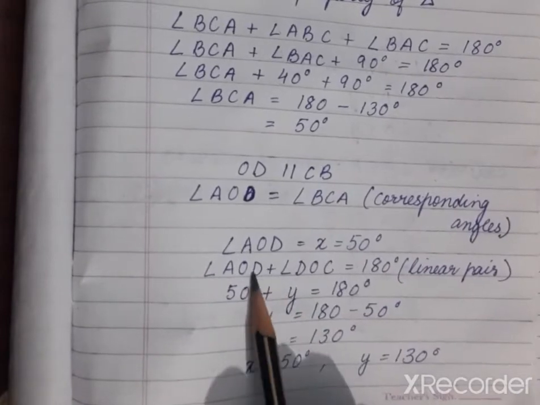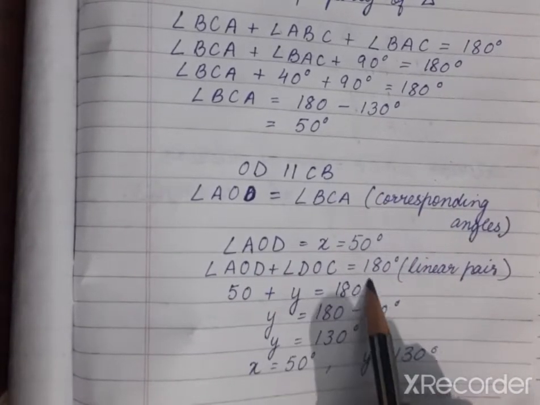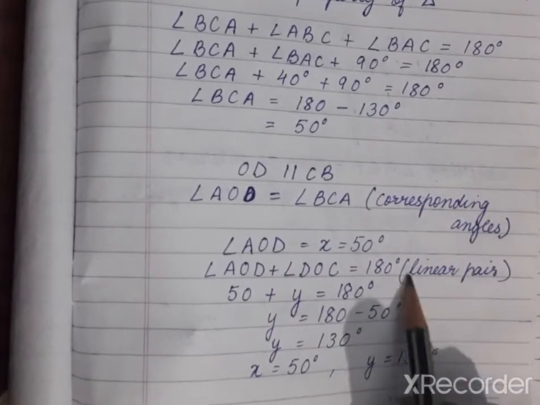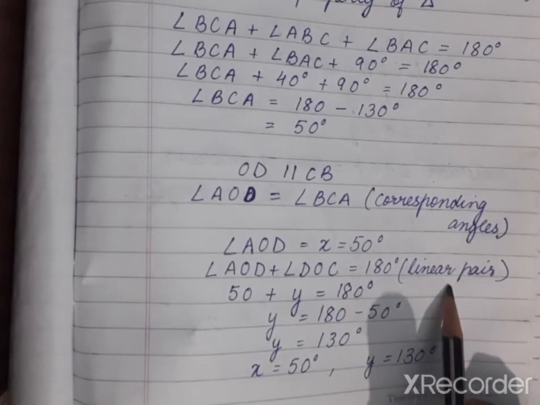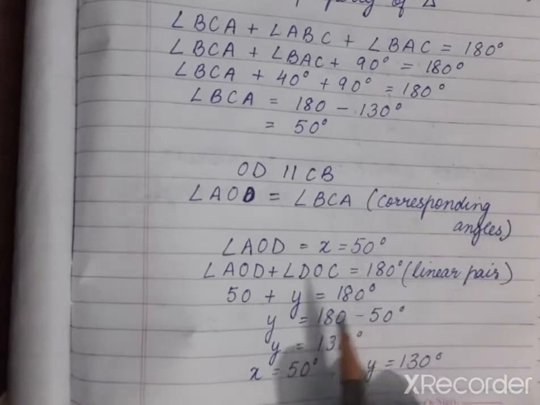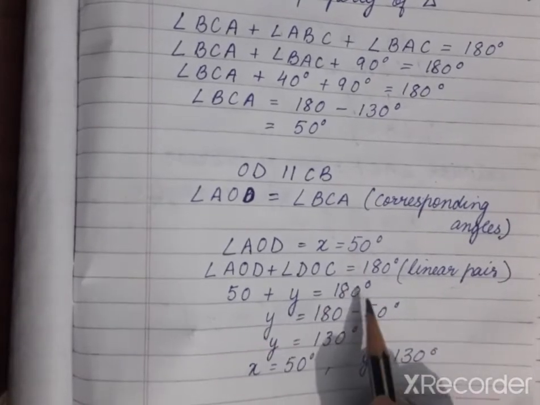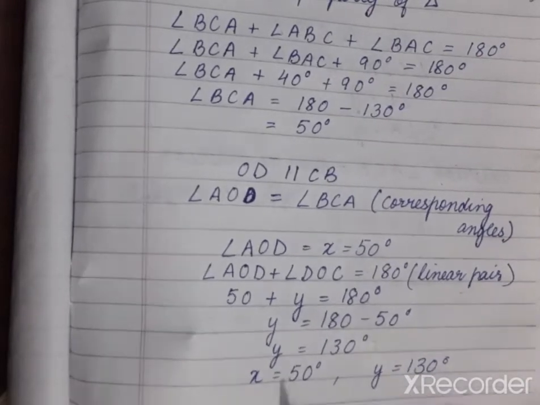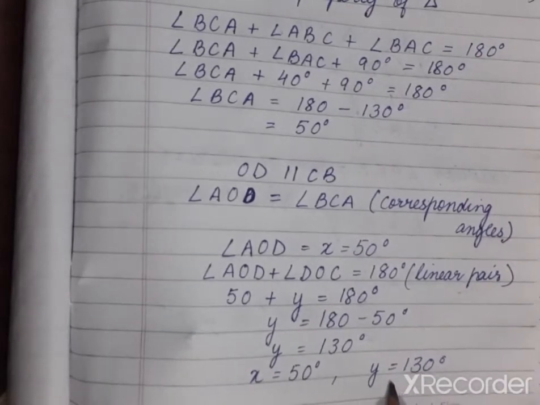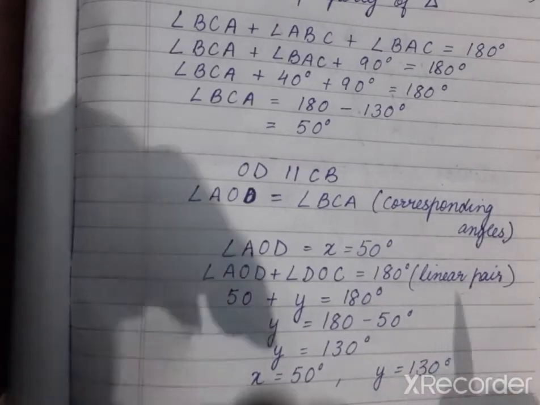Now we can say angle AOD plus angle DOC is equal to 180 degree, that is linear pair, on a straight line. Two angles' sum is equal to 180, therefore 50 plus y equals 180, therefore y will be equal to 130. Value of x will be equal to 50 and value of y will be equal to 130.